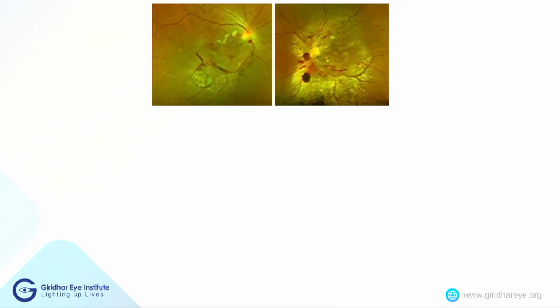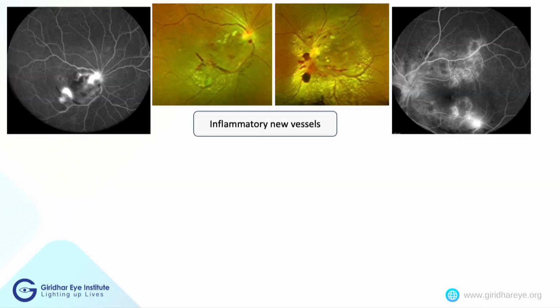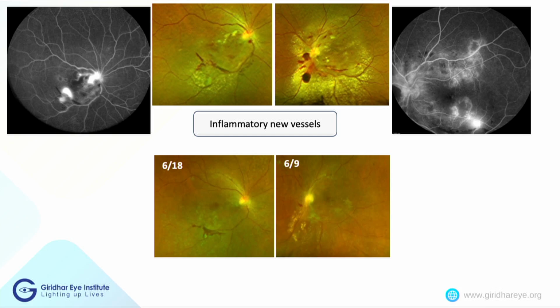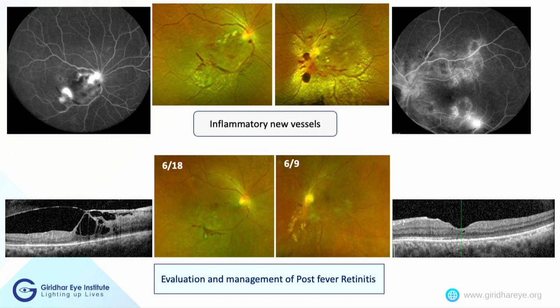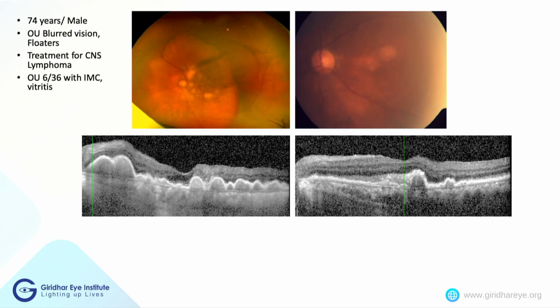And she responded well to treatment, but a repeat FFA showed inflammatory new vessels, which is very common in post-fever retinitis, so this is important. She definitely improved with treatment, but somehow the vision in the right eye remained poor. And again, it is the imaging that helped us, which showed significant cystoid edema with a VMT in the right eye. So imaging definitely has a role during the entire follow-up of post-fever retinitis.